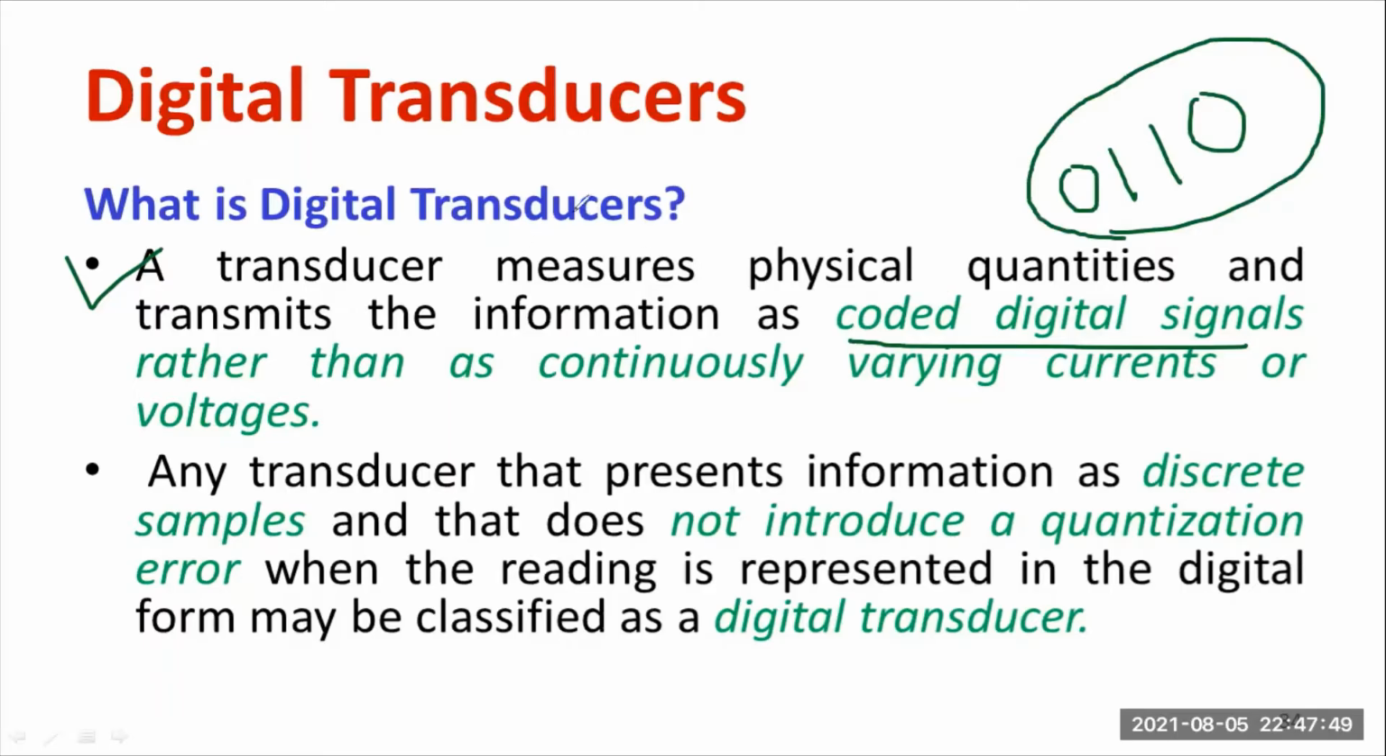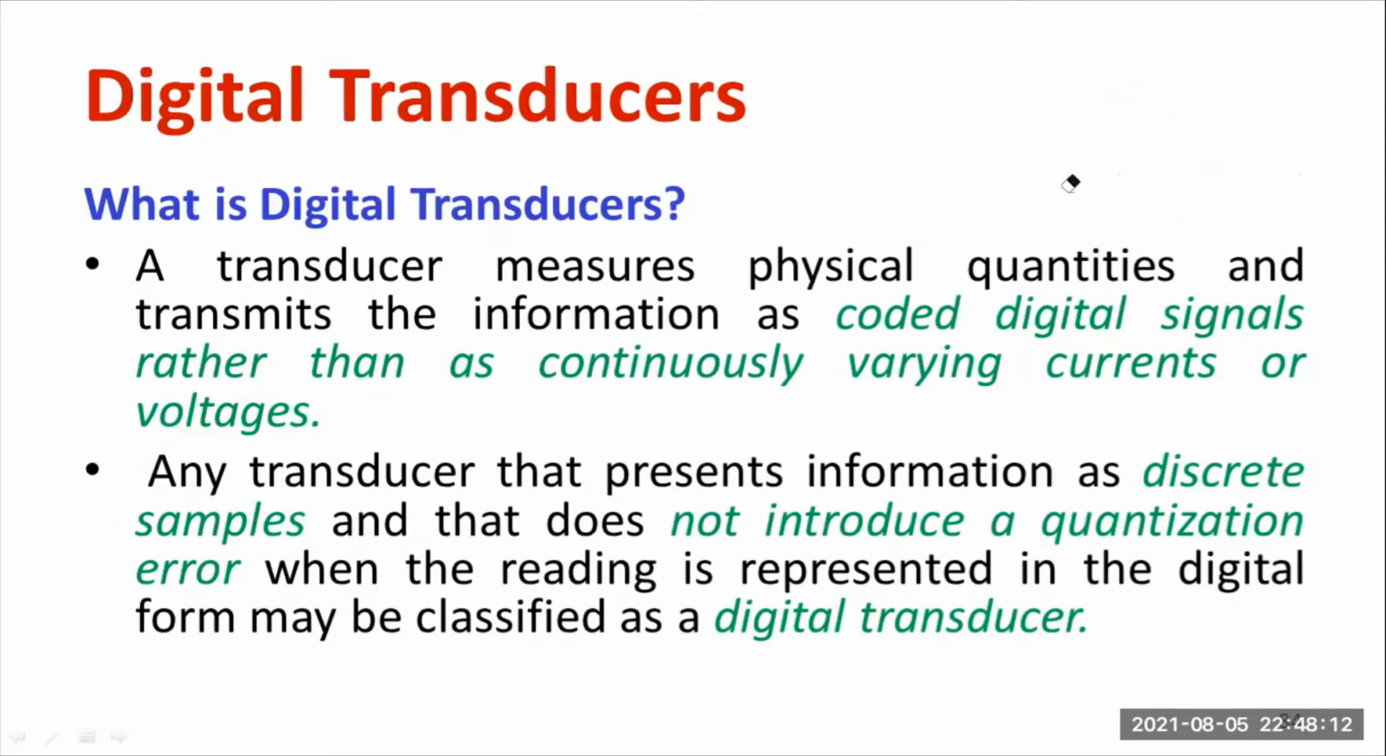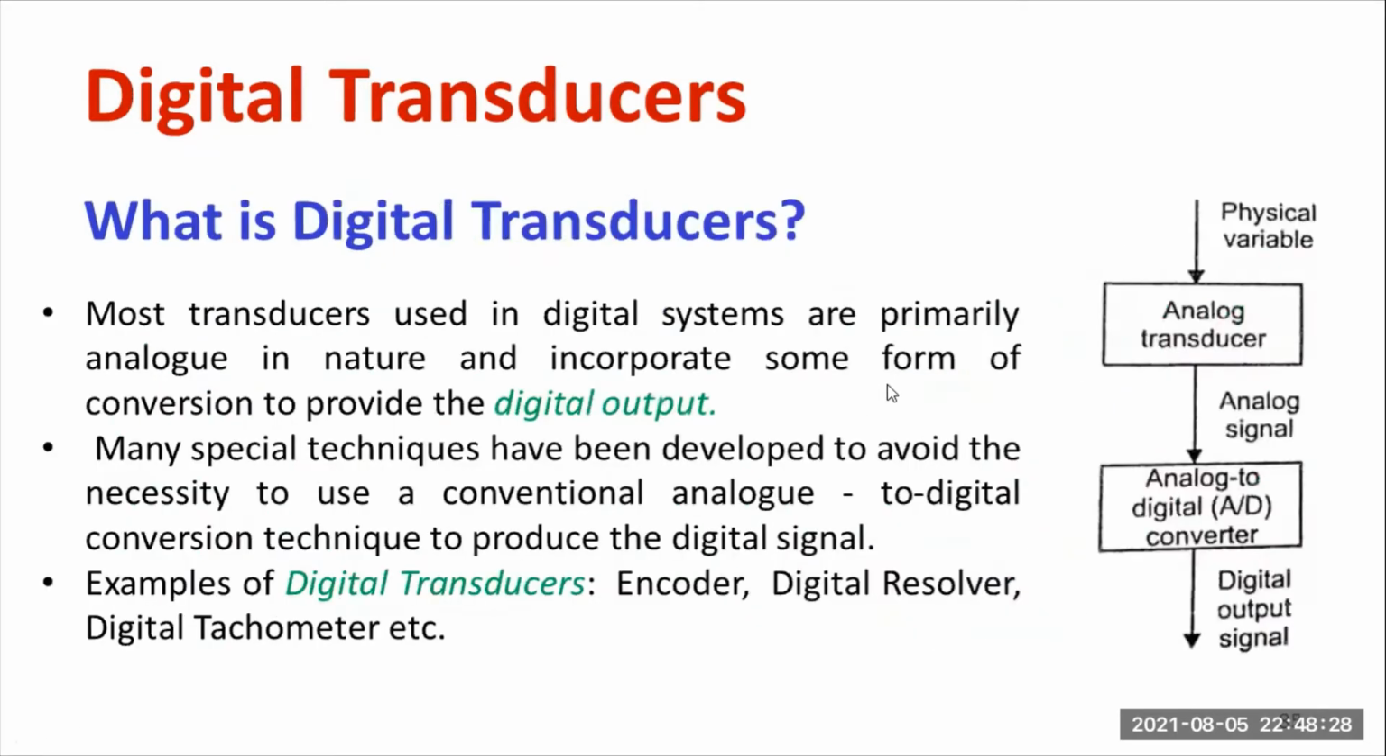Also in case of a digital transducer, there will always be an analog to digital converter, ADC. And there will not be any quantization error. There are a lot of advantages of digital transducer that will be discussed at the end of this portion. Anyway, we have to understand that in case of a digital transducer, the output will be a digitally coded signal in spite of a continuously varying current or voltage. So that is the definition of digital transducer. You can give one example of digital transducer as encoder. Encoder is an example of a digital transducer.